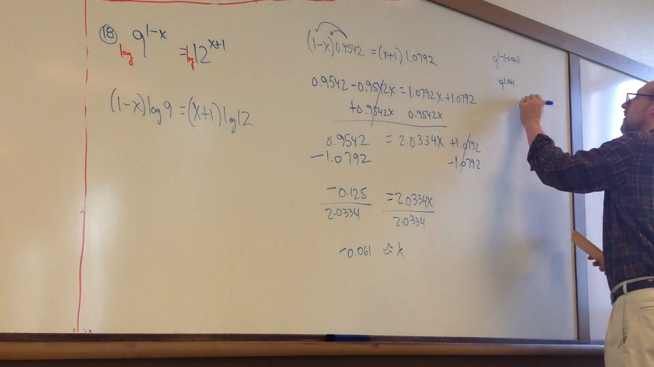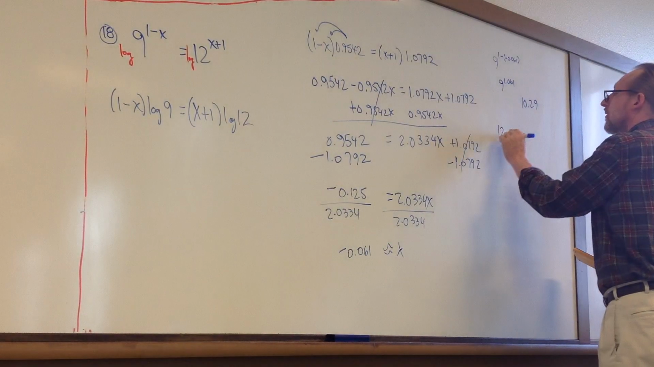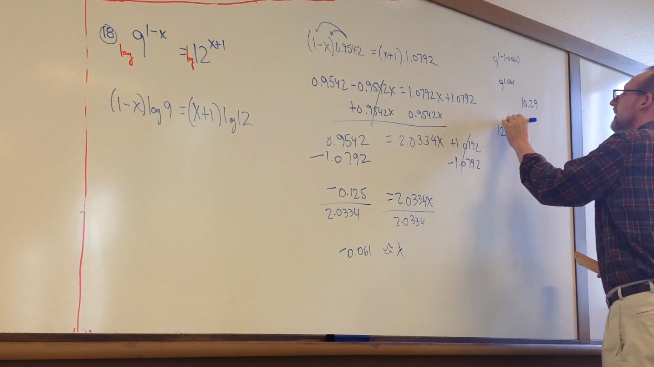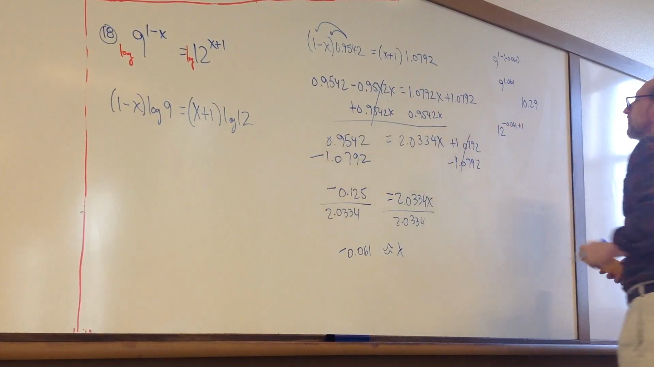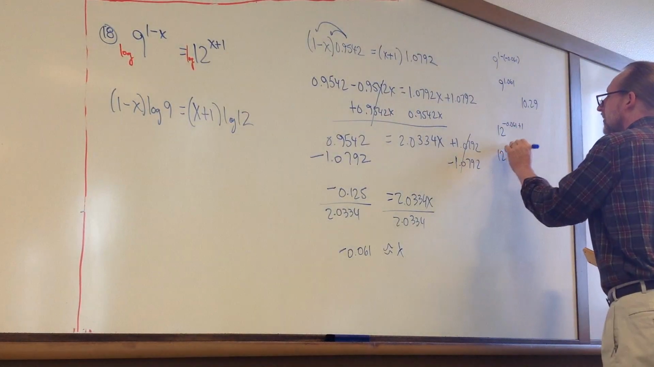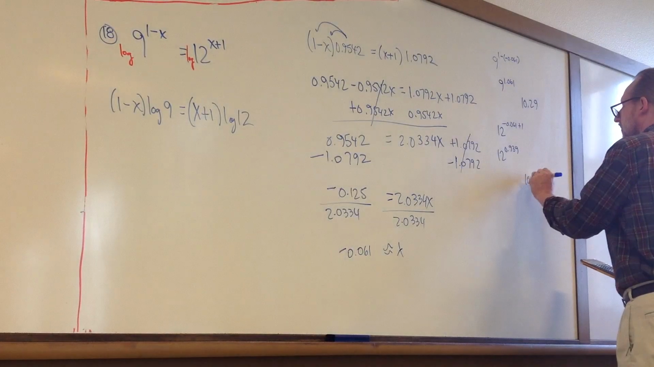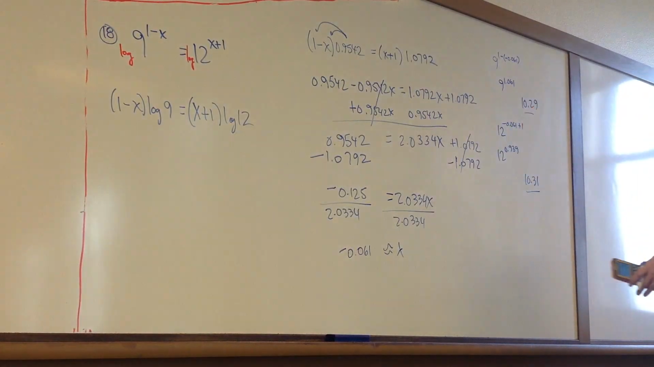10.29. Okay. And then let's see here. 12 to the negative 0.061 plus 1. And that's going to be about 0.939. So 12 to the 0.939, 10.31. Okay, so not bad. They're close enough for our purposes.